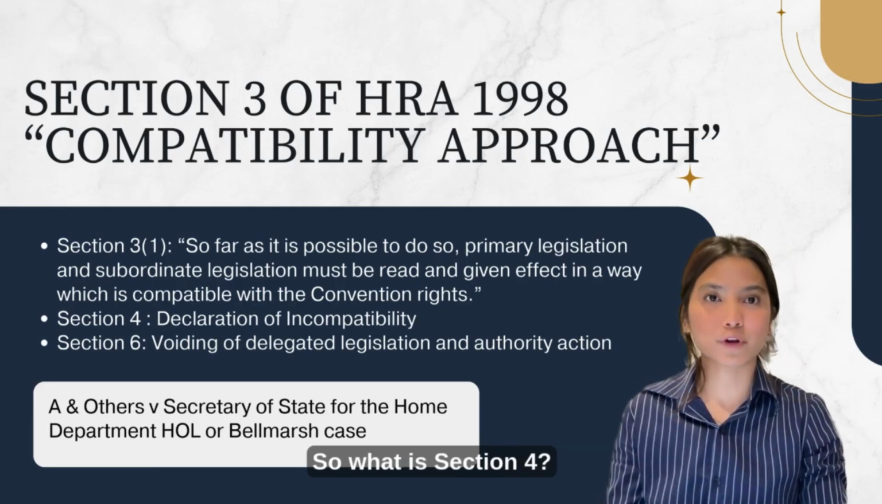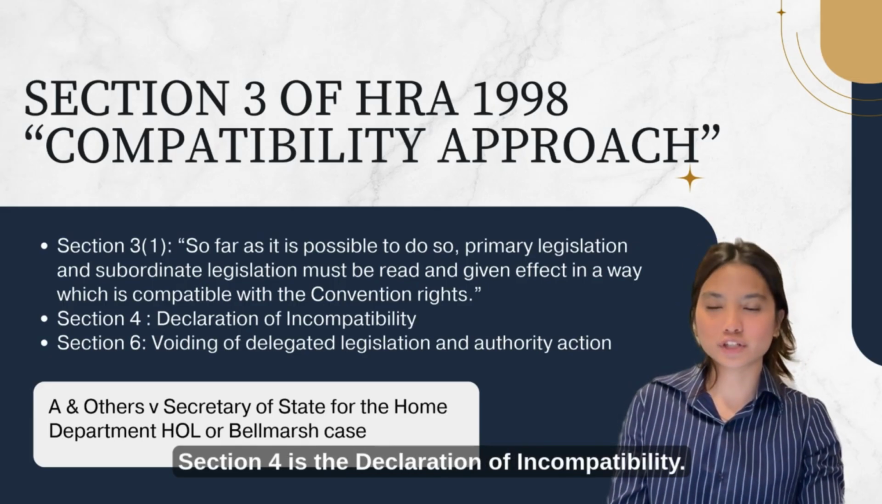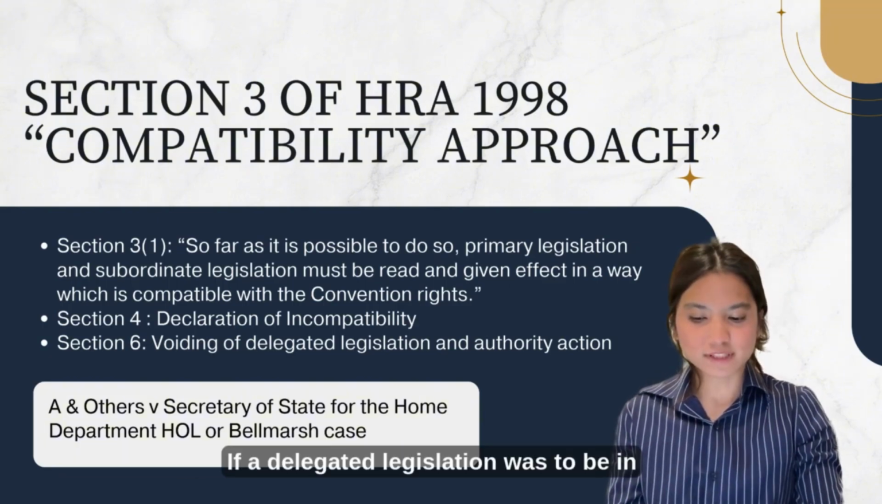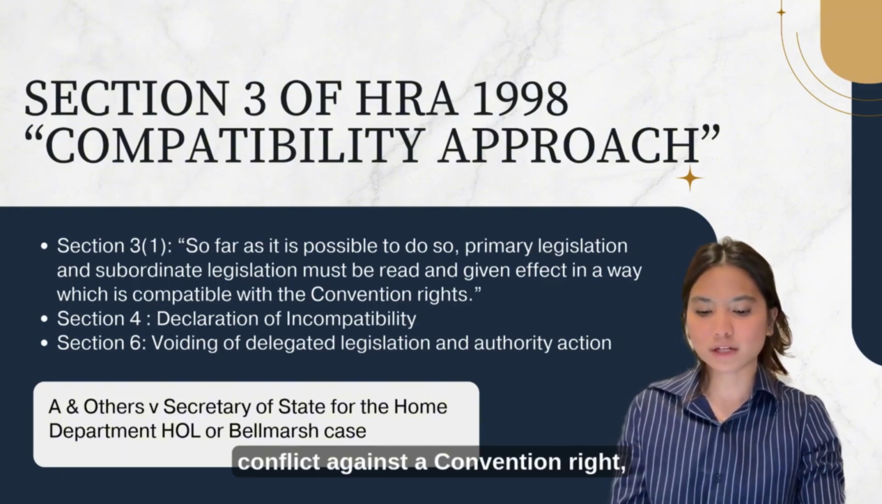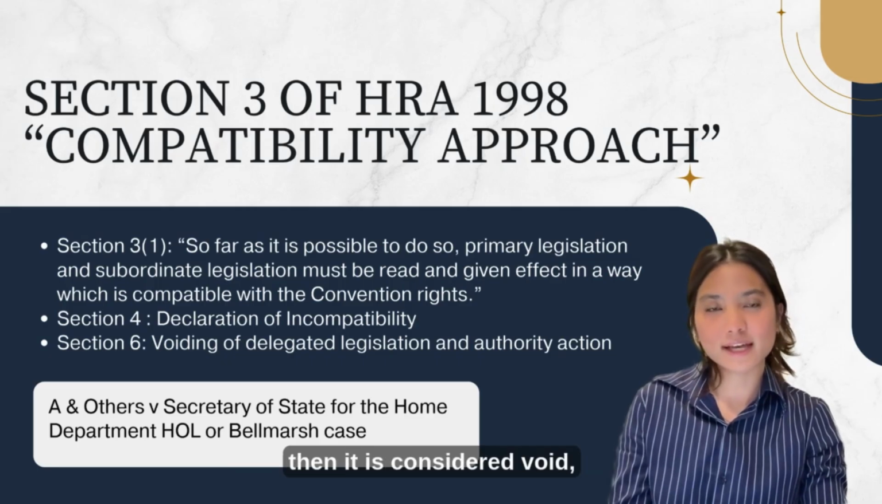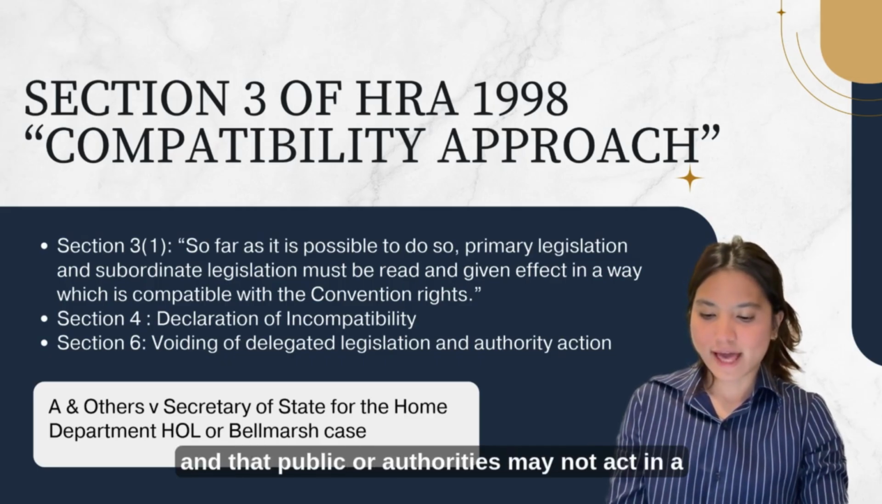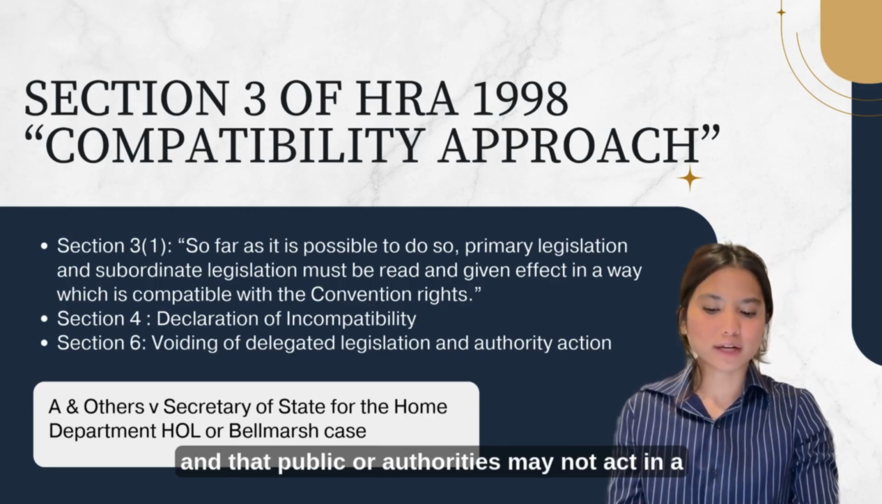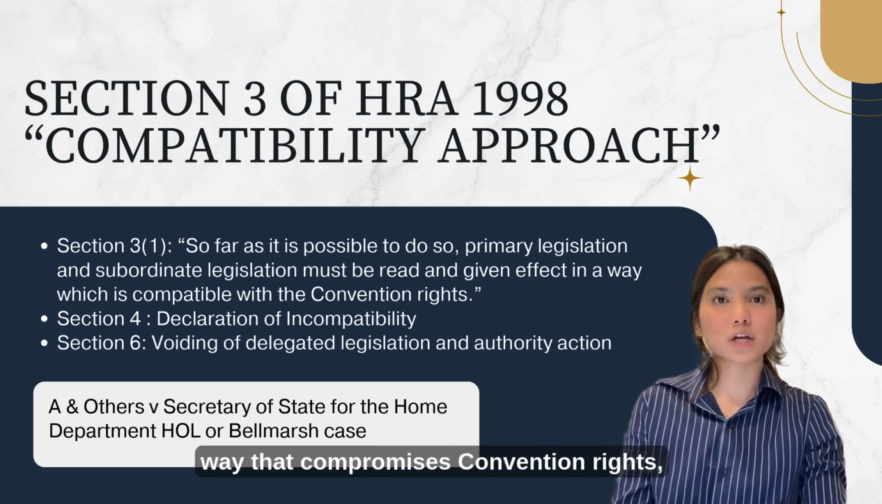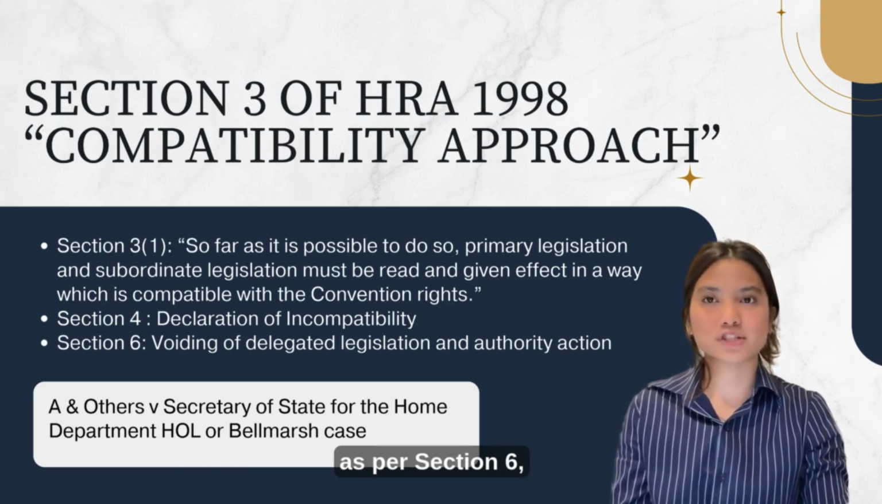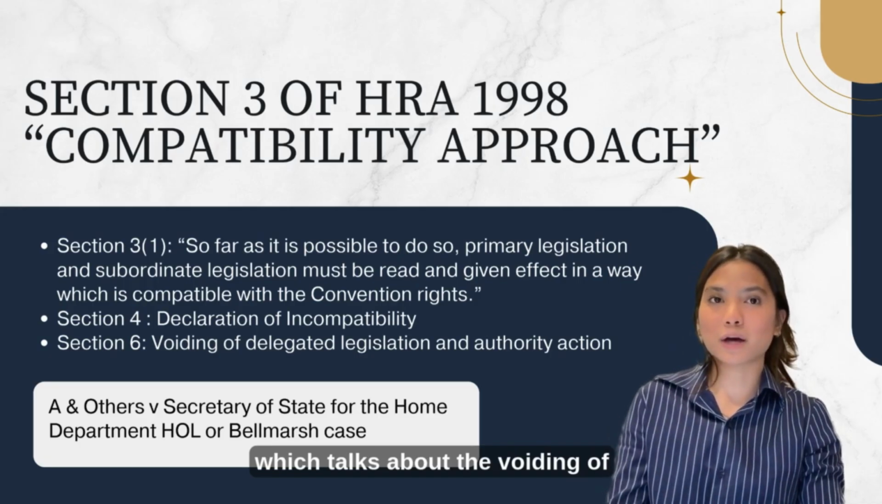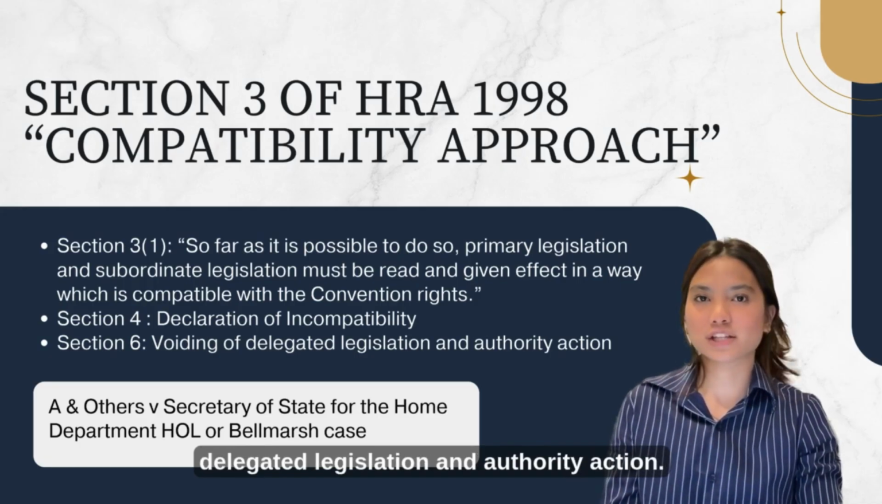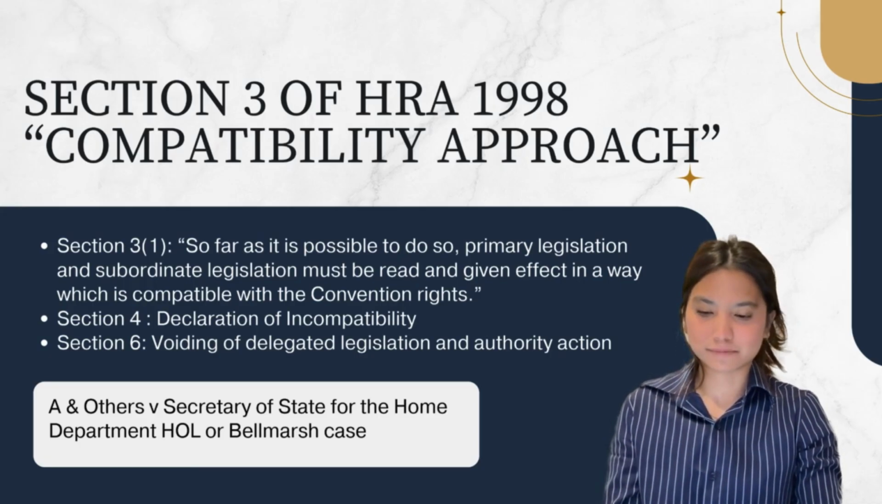So what is Section 4? Section 4 is the Declaration of Incompatibility. If delegated legislation is in conflict with a Convention right, then it is considered void, and public authorities may not act in a way that compromises Convention rights, as per Section 6, which talks about the voiding of delegated legislation and authority action.